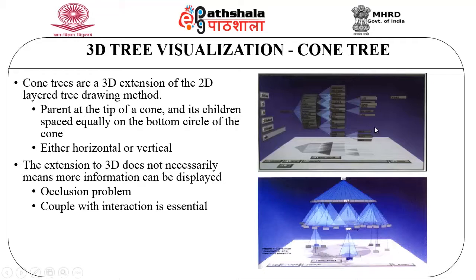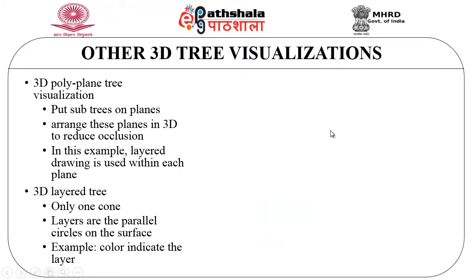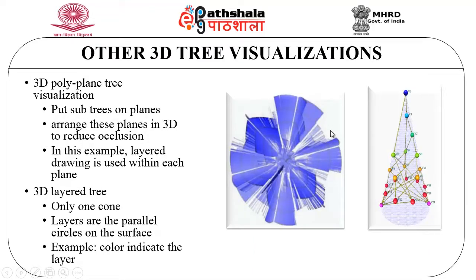There are lots of problems associated with these kinds of 3D tree visualizations or cone trees. One is the occlusion problem, where it is not possible for the viewer to see what is at the back. So the front part literally hides the back part of the cone. And there are a couple of problems associated with interaction as such. There are other 3D tree visualization techniques.